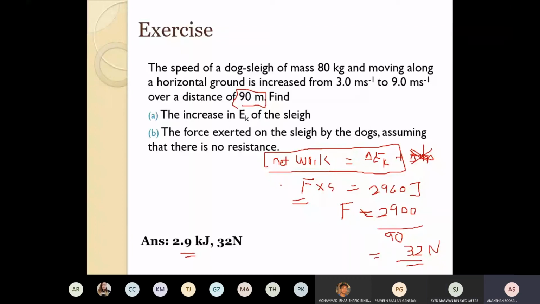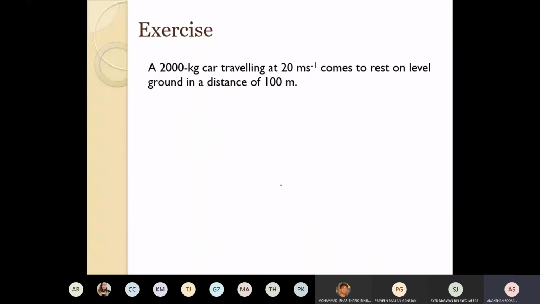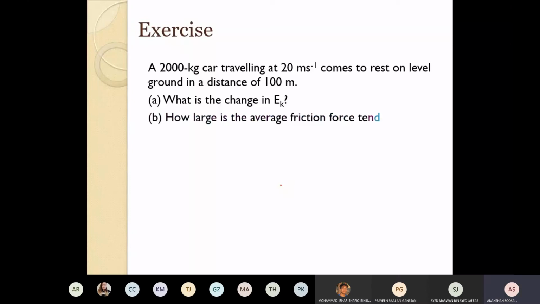Any question from here? Okay. Now your turn. A 2000 kg car traveling at 20 meter per second comes to rest on level ground at a distance of 100 meter. What is the change in kinetic energy? How large is the average frictional force tending to stop it?